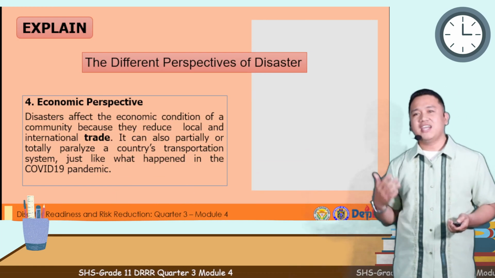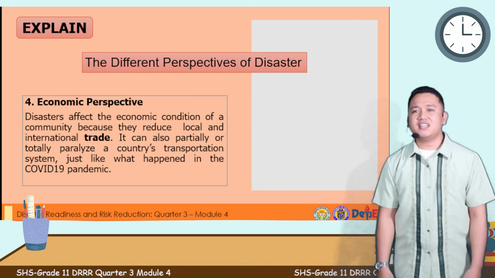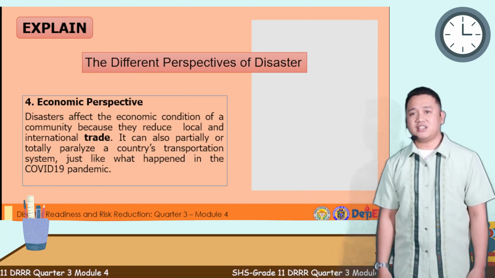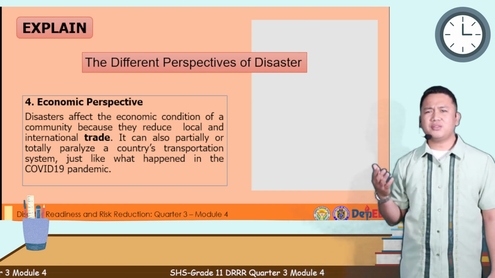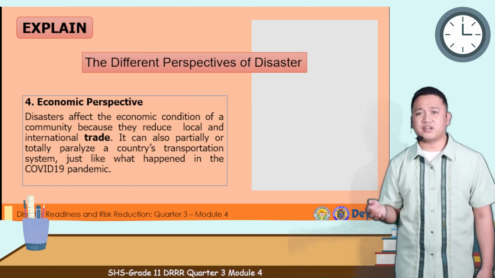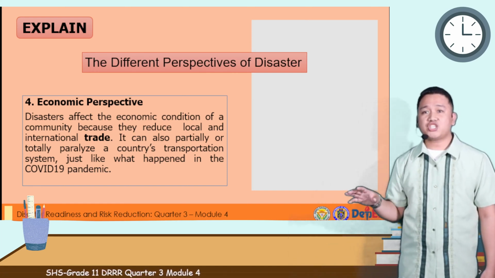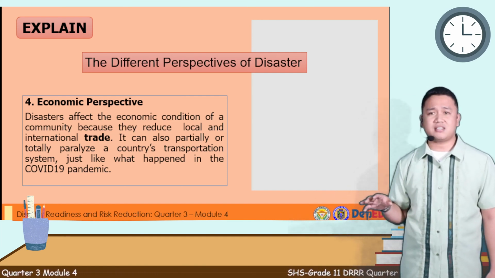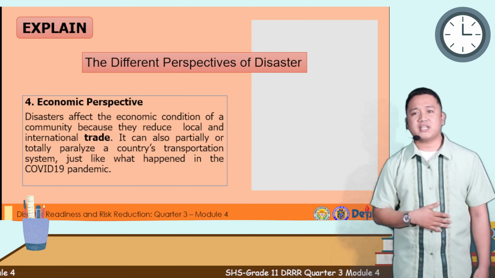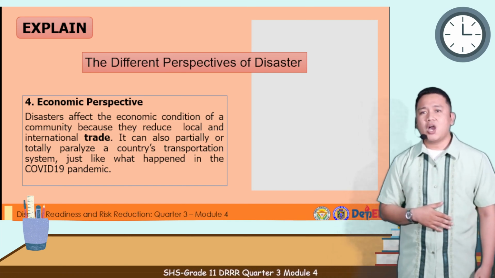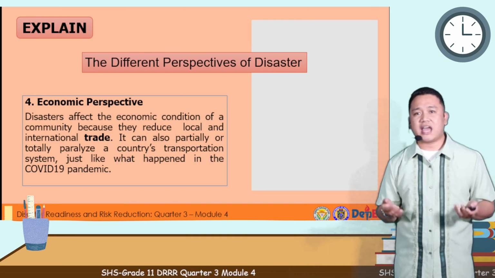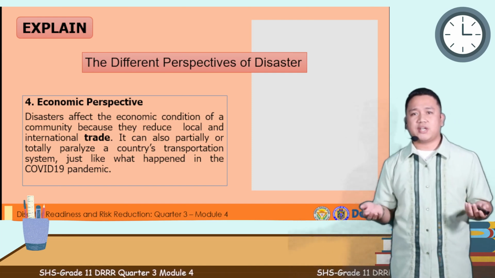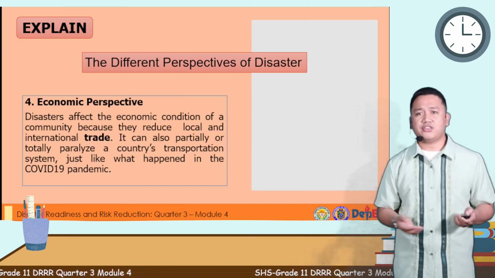Number four, the economic perspective. Disasters affect the economic condition of a community because they reduce local and international trade. It can also partially or totally paralyze a country's transportation system, just like what had happened in the COVID-19 pandemic, in where there is an effect to our trade, whether it is locally or internationally.